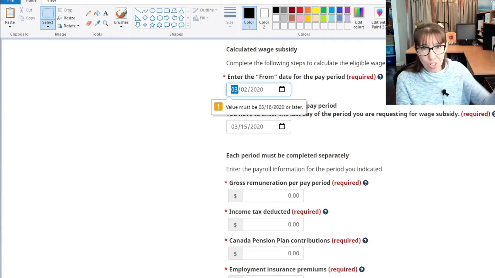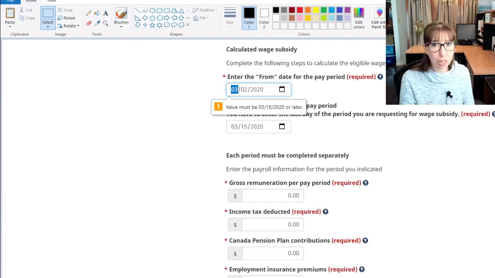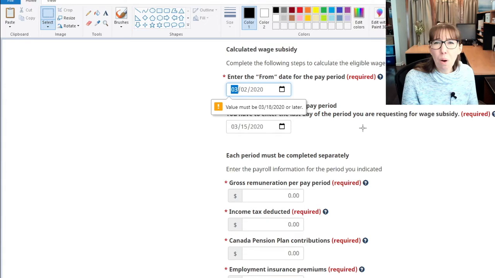And so this is just a screenshot, so it's in Paint. But you can see that what happened is this specific client, for example, had a pay period that went from March 2nd to March 15th, and it was paid out on March 20th. So based on the paid date, it was eligible for the 10% TWS wage subsidy. But look at what CRA says here. They say, oh, the value must be March 18th or later. I'm like, why would I have a pay date for that? That doesn't make sense.